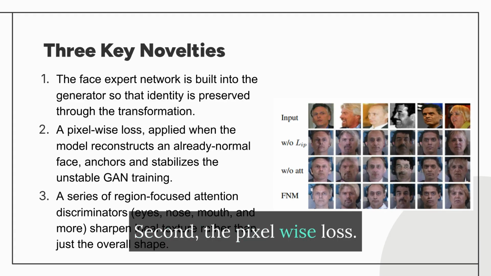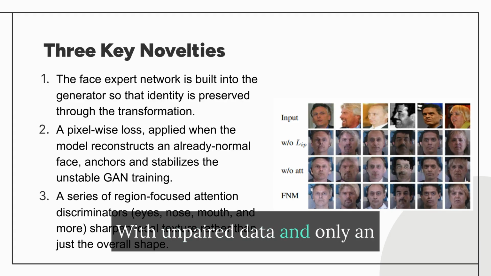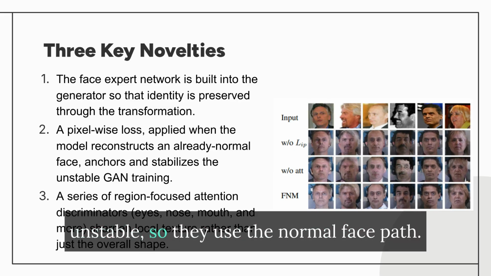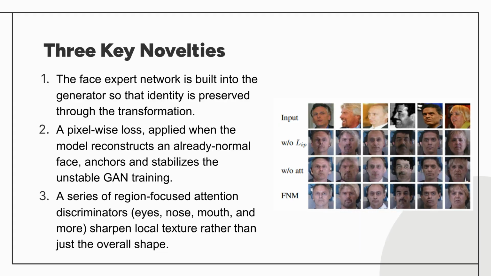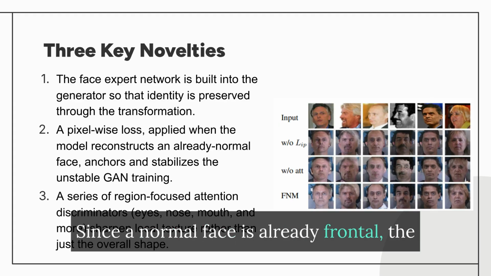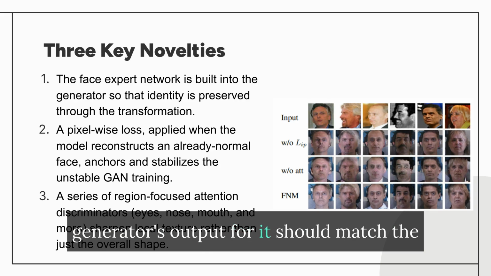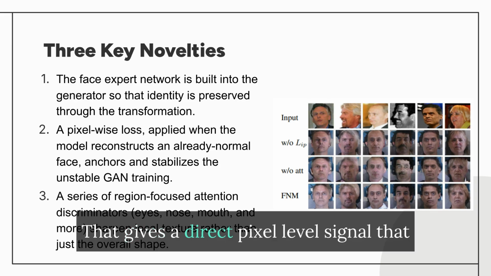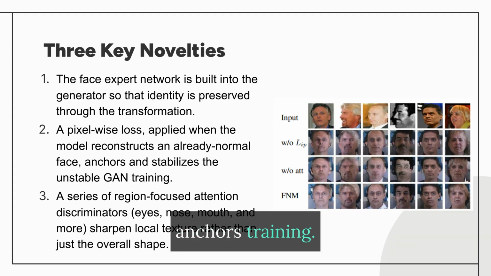Second, the pixel-wise loss. With unpaired data and only an adversarial signal, GAN training is unstable, so they use the normal face path. Since a normal face is already frontal, the generator's output for it should match the input almost exactly. That gives a direct pixel-level signal that anchors training.